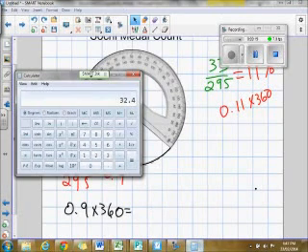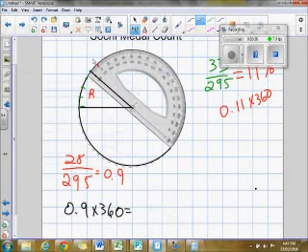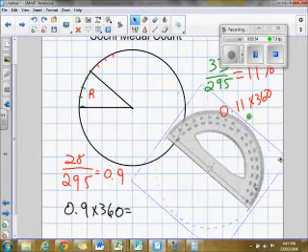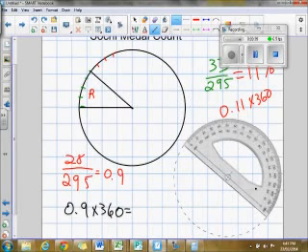We said it was 32 degrees. So I count 32 degrees. So we have 10, 20, 32. So it'll be about in that area there. Again, move my protractor out. I draw my line to the center. And that was USA.